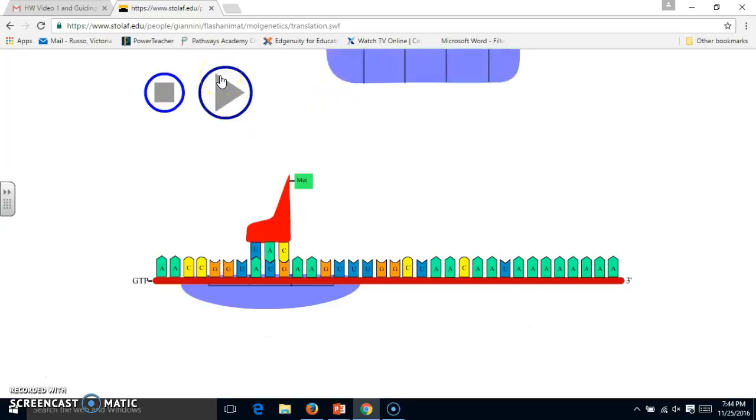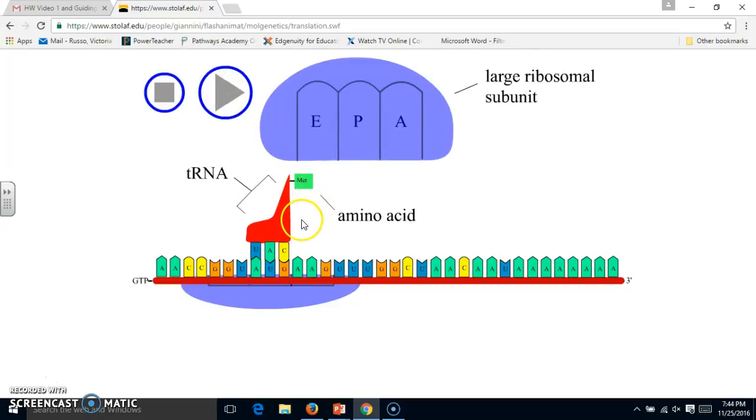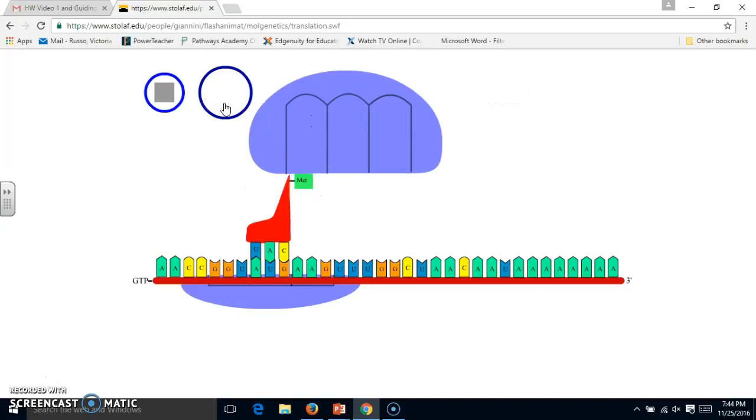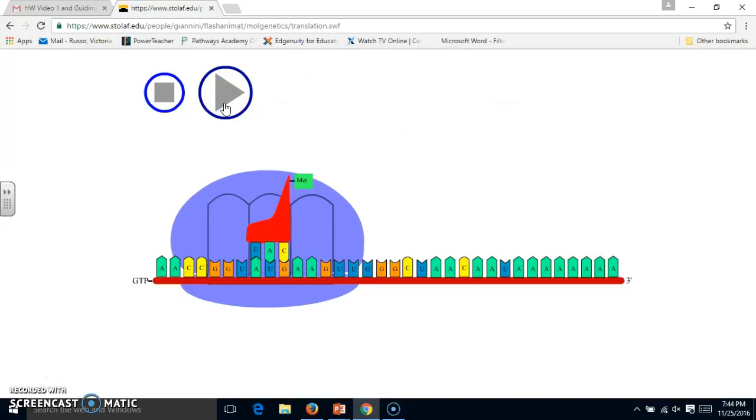And then a tRNA comes in. Notice that it's at the start codon, where the small subunit has bound. And if you notice, the anticodon is complementary to the codon on the mRNA, and it's carrying the correct amino acid, Met. Now what's going to happen is the large ribosomal subunit is going to attach to the small one. And then the next tRNA, which has the anticodon complementary to the next codon, is going to come in.